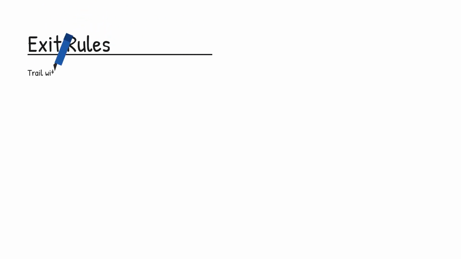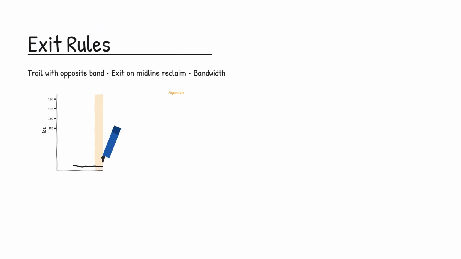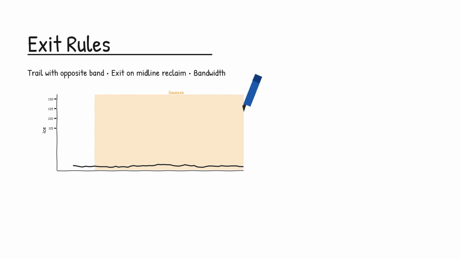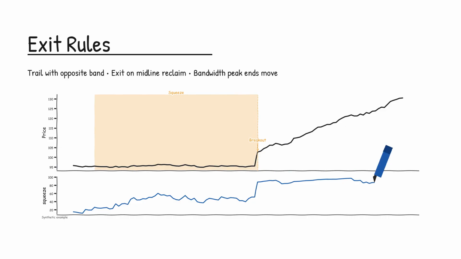Exits are where most traders give back the move. 3 approaches work. First, trail with the opposite Bollinger Band, exiting when price closes back through the middle band. Second, scale out at a measured move equal to the height of the prior consolidation. Third, exit when bandwidth peaks and starts to contract, signaling the expansion phase is done. Avoid fixed profit targets here. The whole point of a squeeze trade is to capture the fat tail.